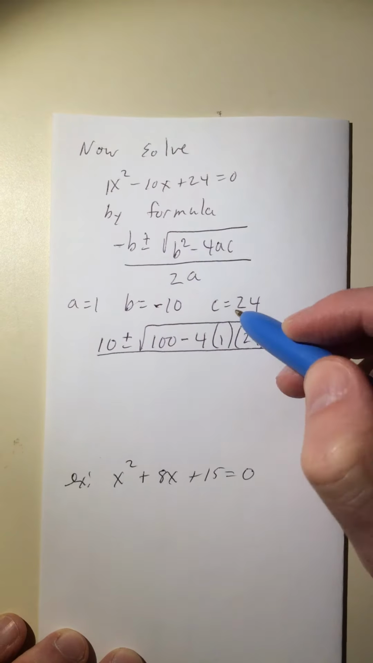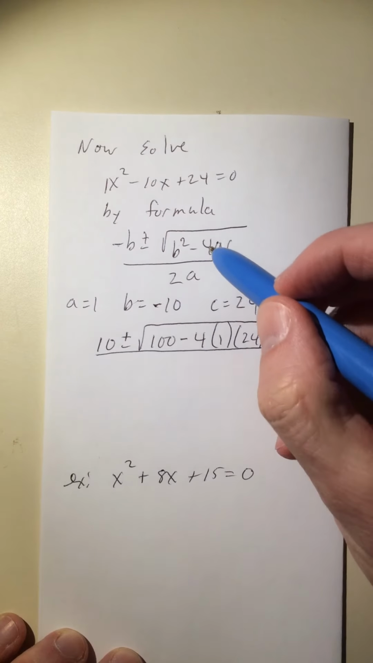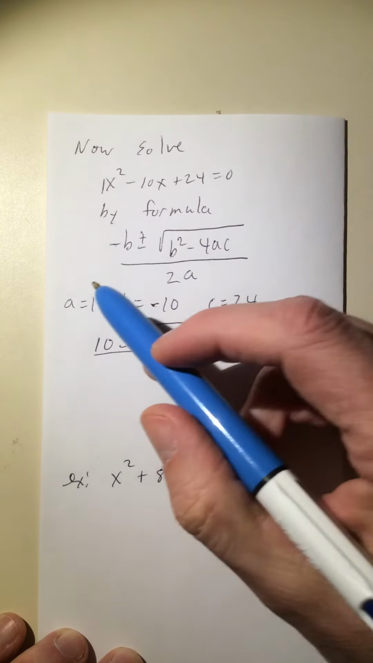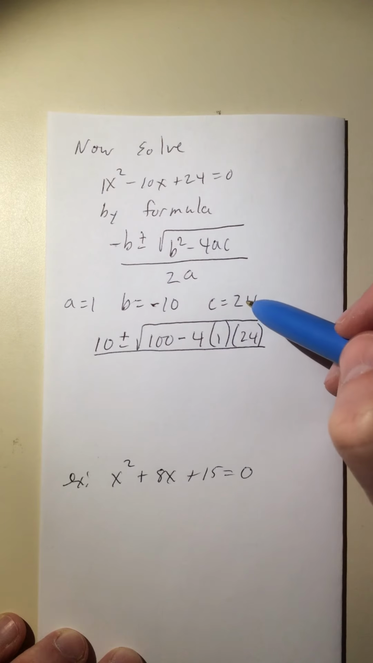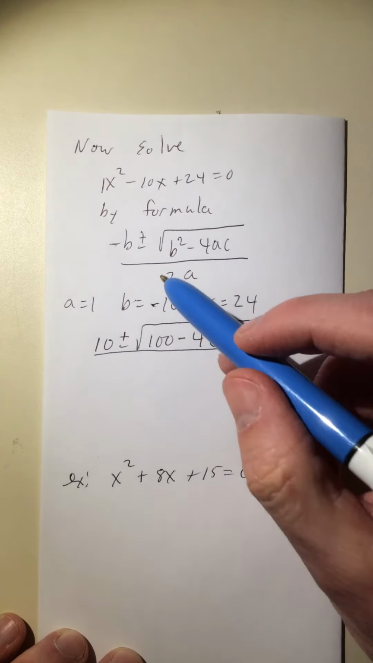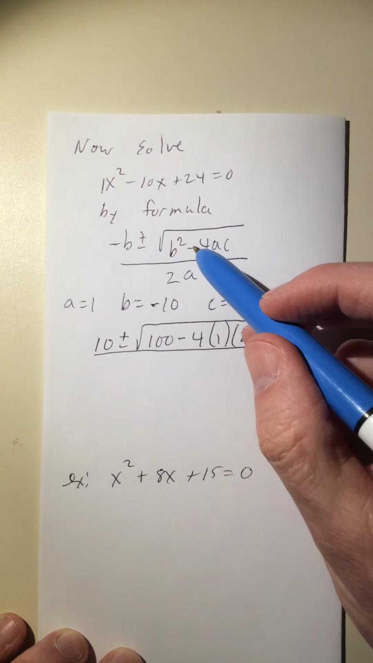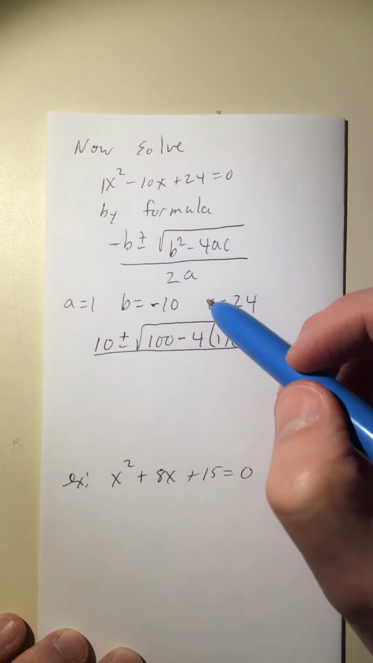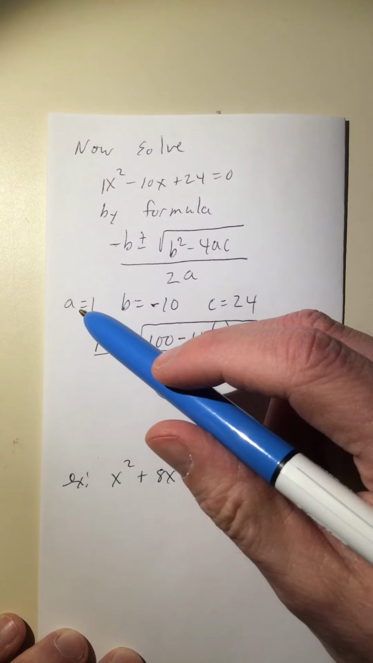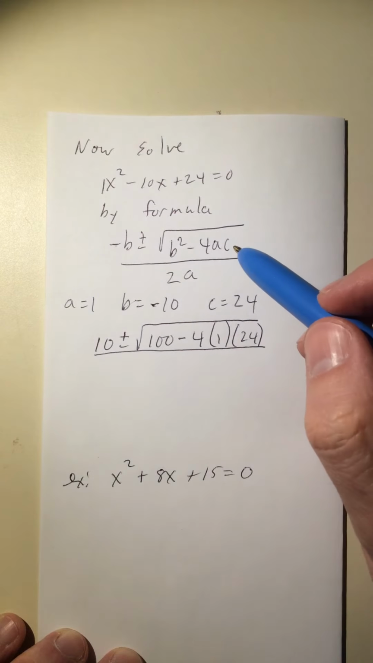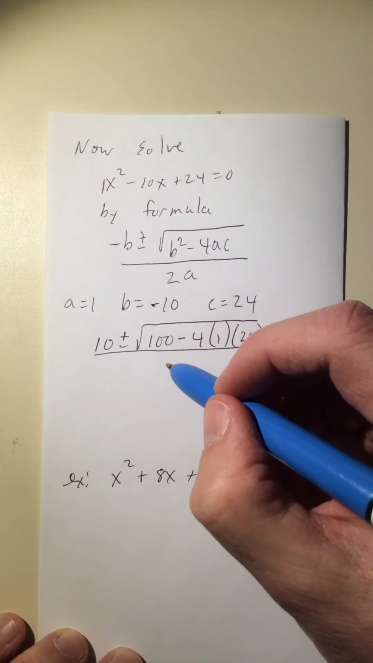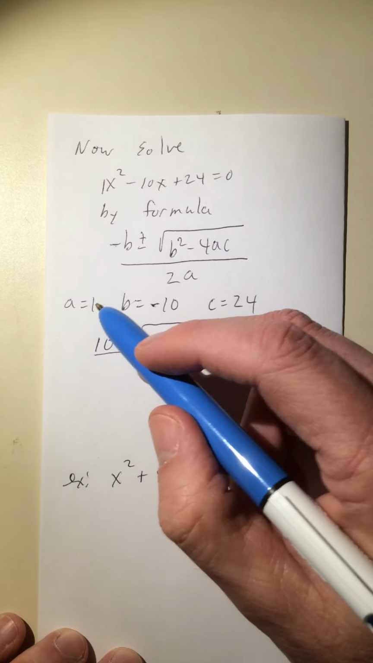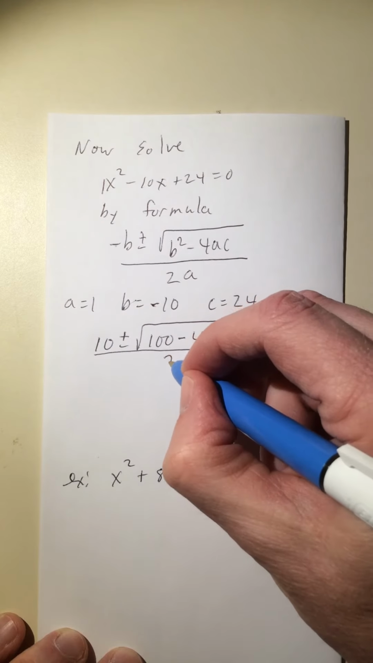All of that, right? And I just put, so this was 4 times a, and a is 1, and times c, and c is 24. So we did b squared, that's that one, minus 4 times a is 1, that's right there, and c, which is 24. And then we do over 2 times a. Well, a is 1, and 2 times 1, of course, is just 2. That's easy.